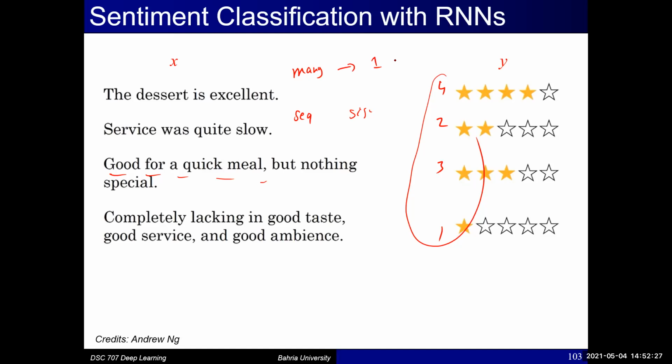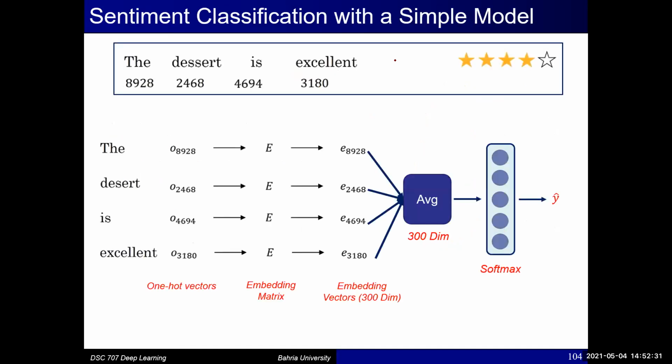Now let's say, rather than solving this problem with RNN, let's try to solve this problem in a trivial way, in a very basic way. So I have these words. These words are represented by one hot vectors. I will have an embedding matrix, from the last lecture, word embedding. So I will multiply these one hot vectors with the embedding matrix, and I will get vectors for every word.